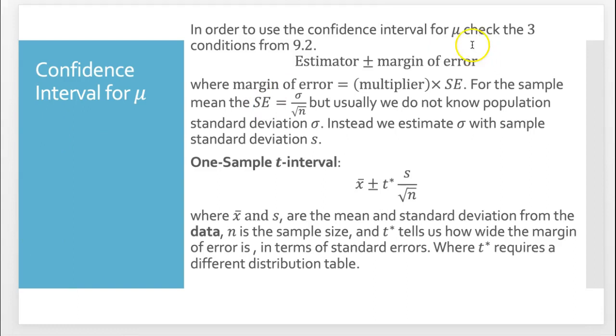In order to use the confidence interval for mu, we need to check the three conditions from the previous section, right? We need random sample, independence, large enough sample size, and of course, if sampling without replacement, population size should be at least 10 times larger than sample size.